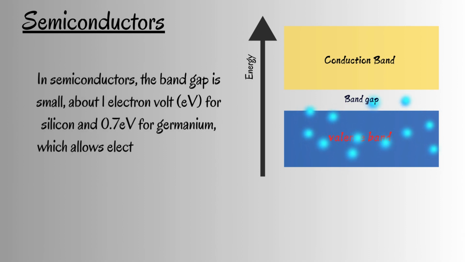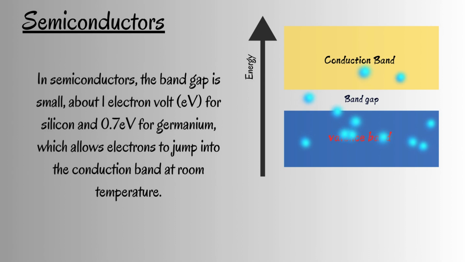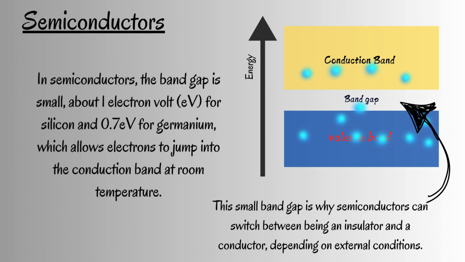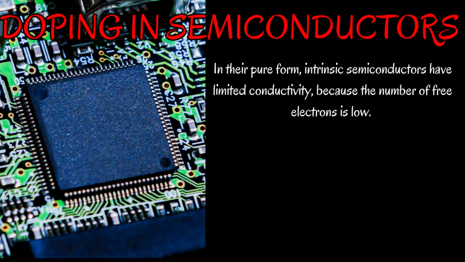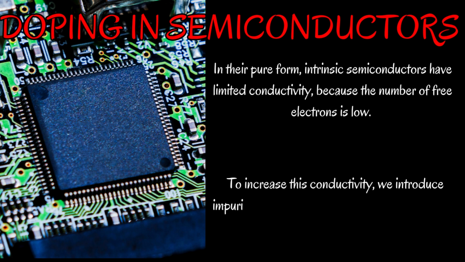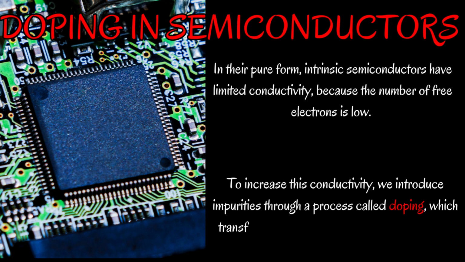In insulators, the band gap is very large, making it impossible for electrons to jump to the conduction band. In semiconductors, the band gap is small, about 1 electron volt for silicon, and 0.7 electron volt for germanium, which allows electrons to jump into the conduction band at room temperature. This small band gap is why semiconductors can switch between being an insulator and a conductor, depending on external conditions. In their pure form, intrinsic semiconductors have limited conductivity because the number of free electrons is low. To increase this conductivity, we introduce impurities through a process called doping, which transforms them into extrinsic semiconductors.